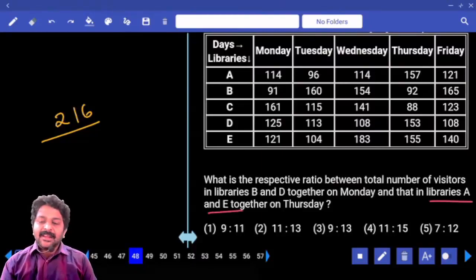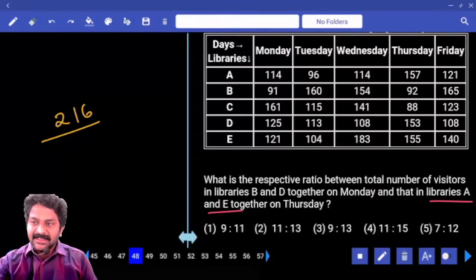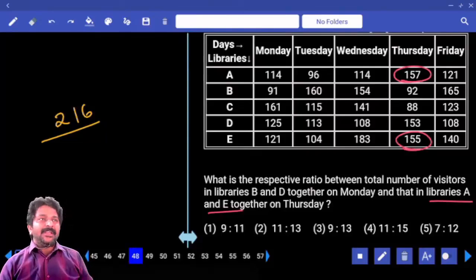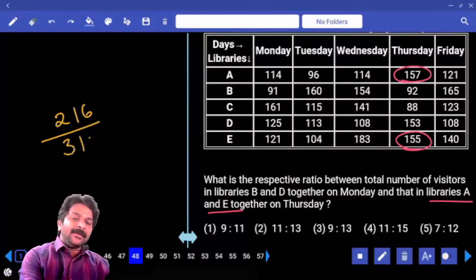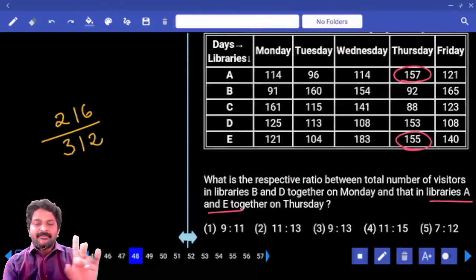Libraries A and E together on Thursday. A and E on Thursday. 150, 150, 300. 7 plus 5, 12. That is 312. Okay. So I am very sure that numerator is a 9 multiple.